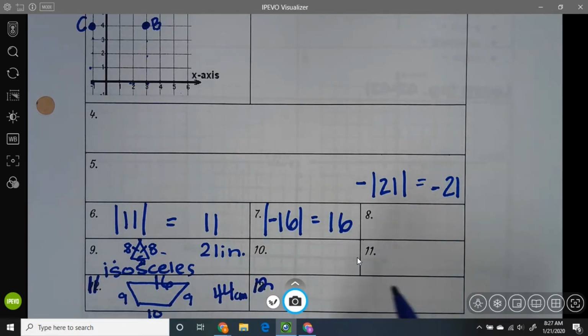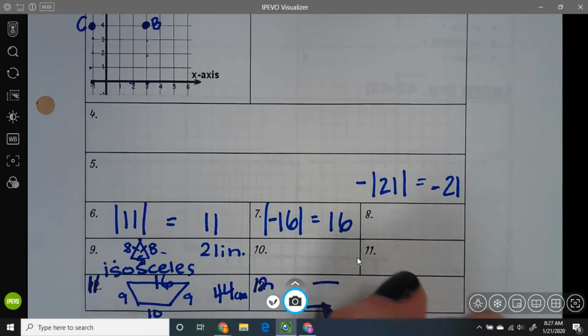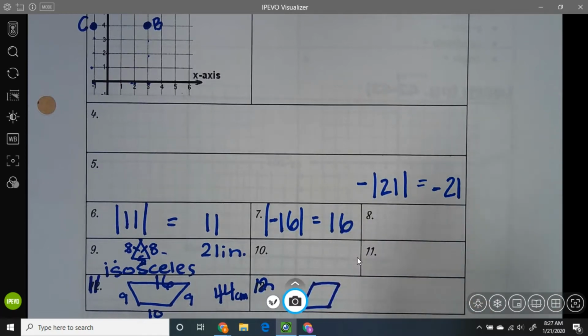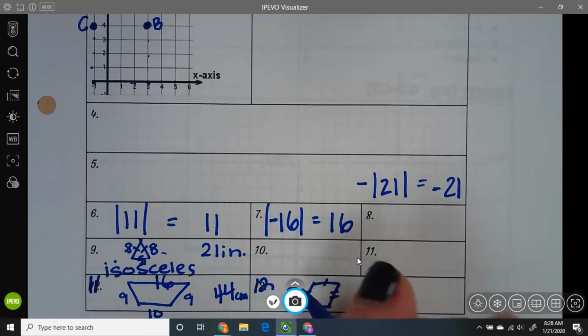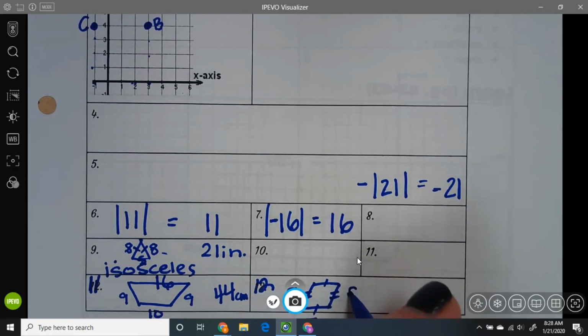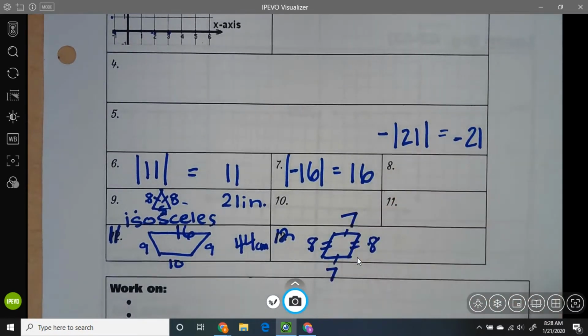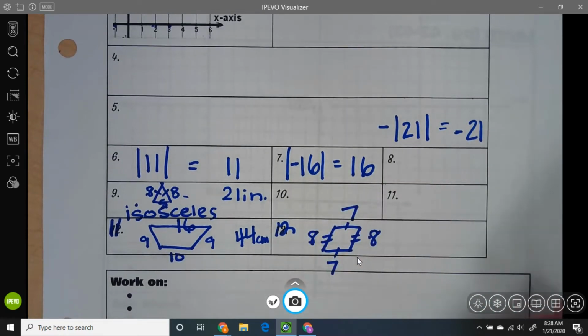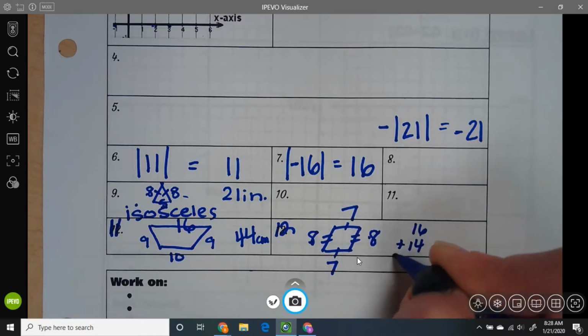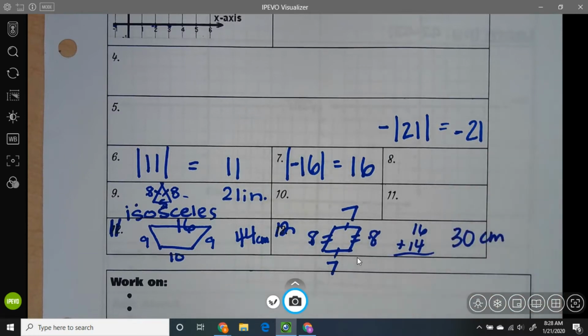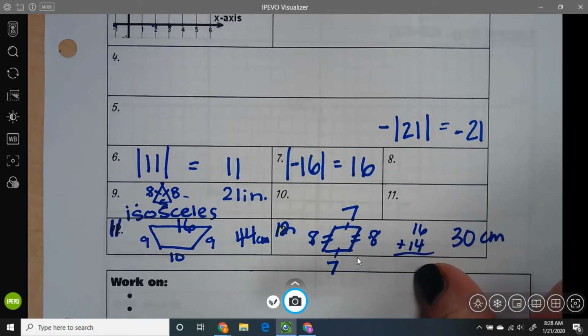So number 12, a parallelogram, means opposite sides are parallel and equal, but it's not a square, so they don't all have right angles. So this is 8, this is 7, so I would know this would also be 8, and this would also be 7. So I could find the perimeter. 8 and 8 is 16, 7 and 7 is 14, 16 plus 14 is 30 centimeters. And then a rhombus, also, the opposite sides are parallel and equal.